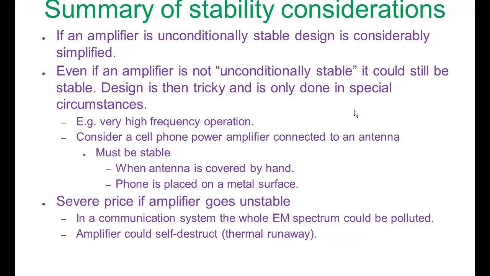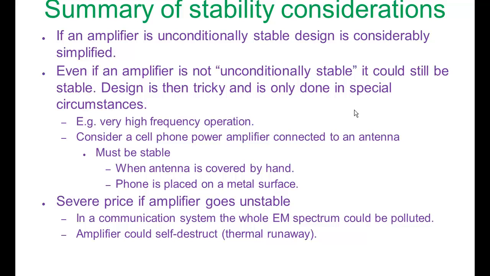Now a cell phone manufacturer will design a power amplifier at the output of the cell phone. That power amplifier must be unconditionally stable because the loading conditions are a little bit out of the manufacturer's control. So what happens when a person covers the antenna with their hand? What happens if the phone is placed on a metal surface? If the phone is placed on a metal surface with the antenna directly against it, the output load is going to look like a short circuit. We need to make absolutely sure the cell phone is stable, that the amplifier does not break into oscillation.